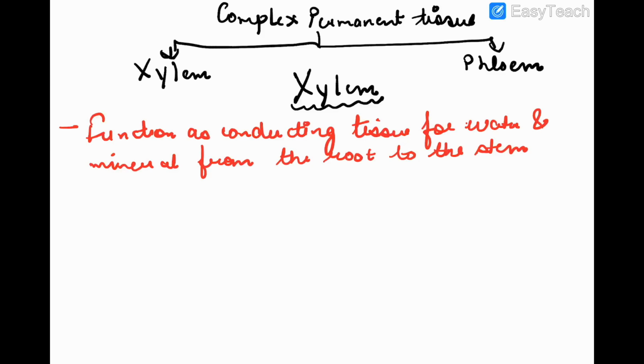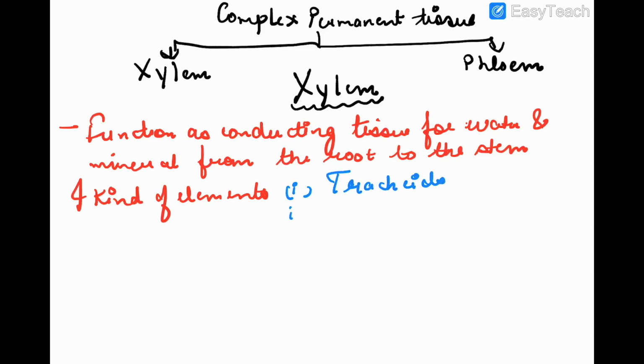Xylem is composed of four kinds of elements. So xylem has four kinds of elements, which are tracheids, vessels, xylem fiber, and xylem parenchyma.